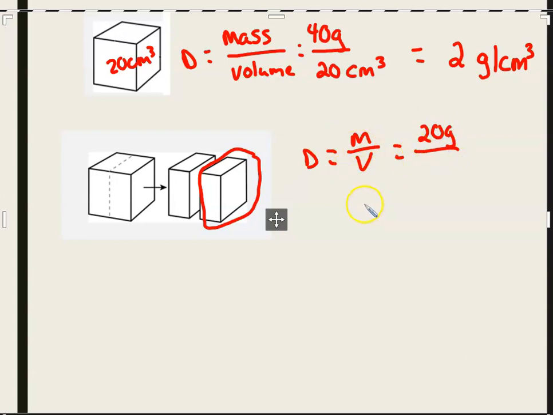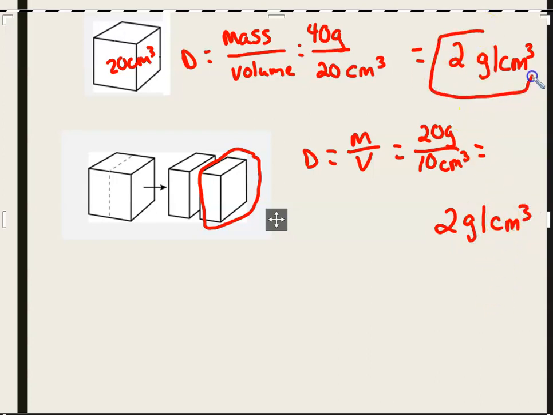Volume is also an extensive property. Extensive means you change the amount, you change the value. So if I halve this, the space it was taking up, the whole thing was 20, half of this would only take up 10 centimeters cubed. But if I do the math here, what is the density? Can you see that the density stays the same?